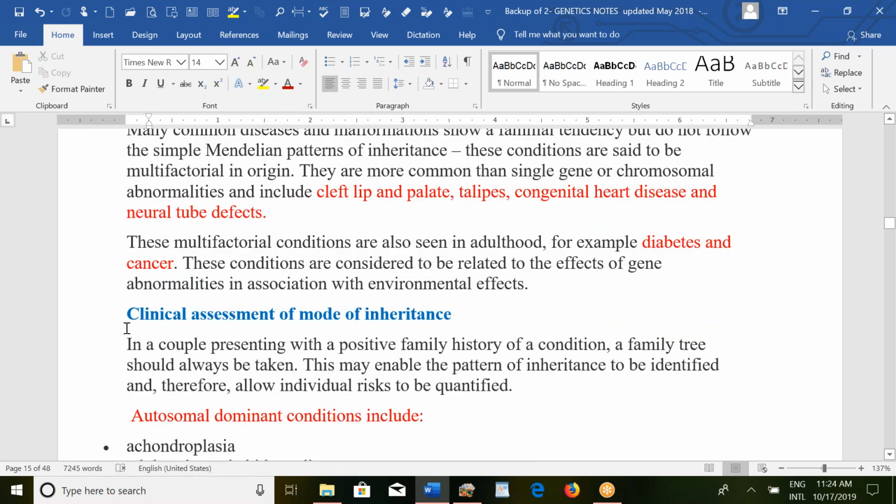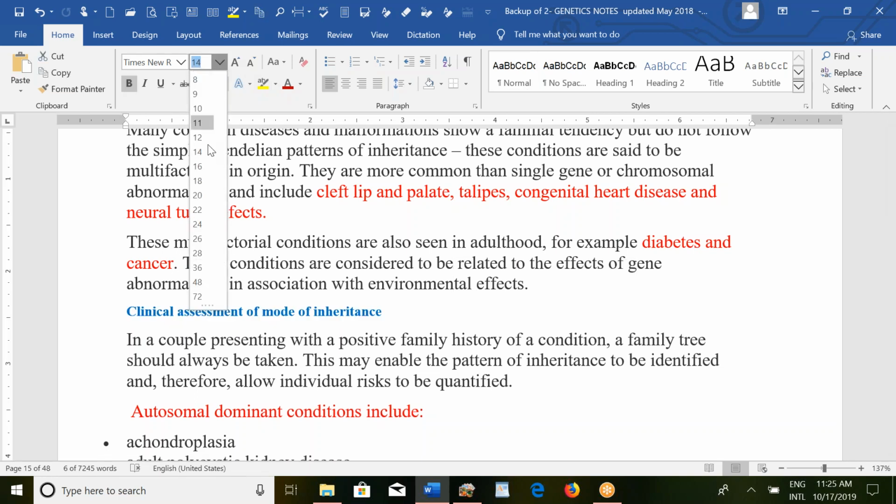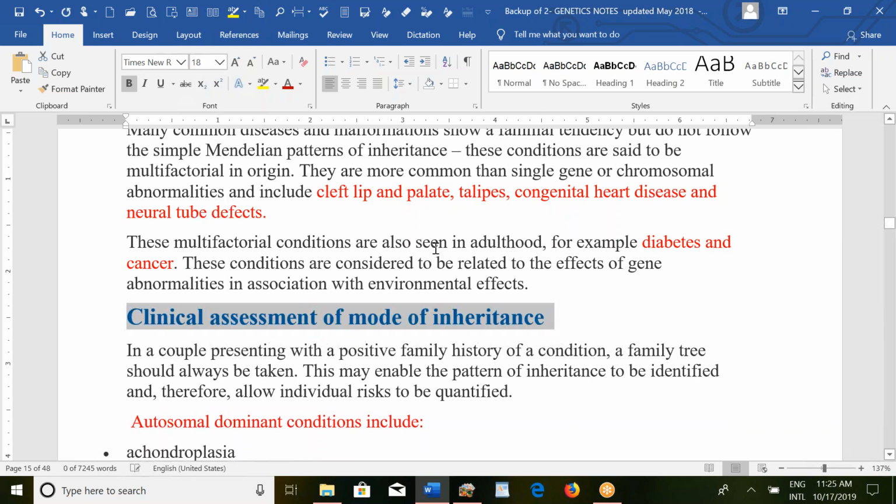How do we do clinical assessment of mode of inheritance? In a couple presenting with a positive family history of a condition, a family tree should always be taken. This may enable the pattern of inheritance to be identified and therefore allow individual risks to be quantified. So even for the sake of the exam, you have to draw the pattern. Don't try to answer them blindly, because you need to answer them correctly.